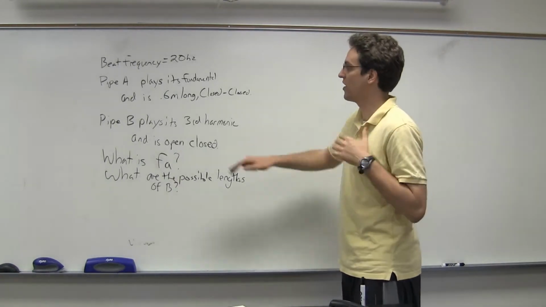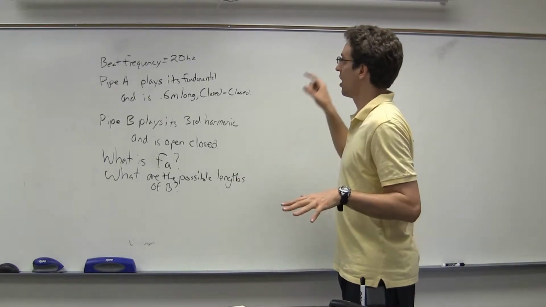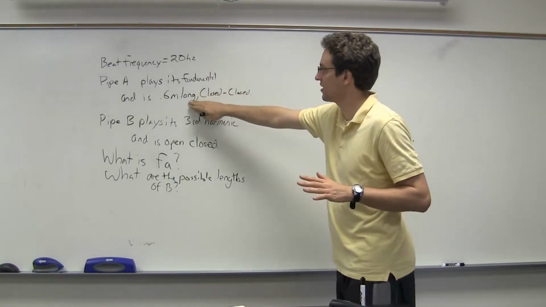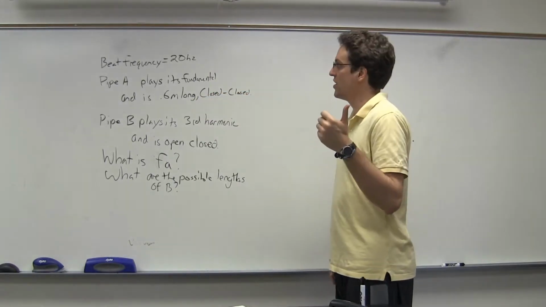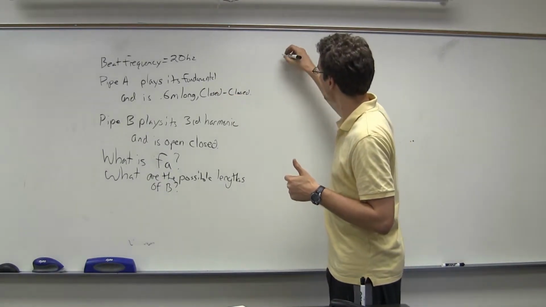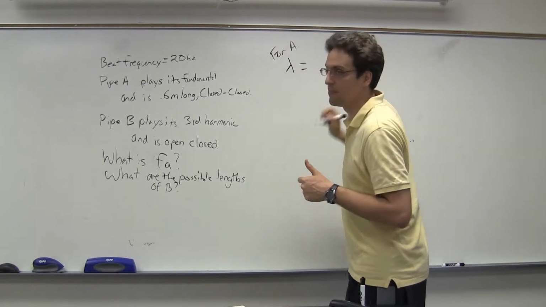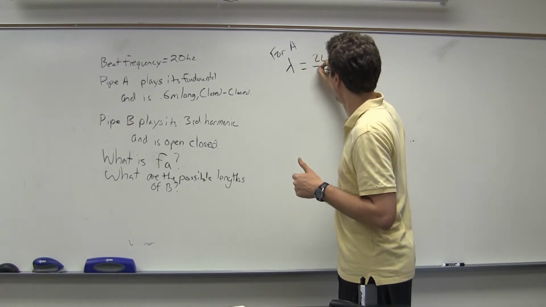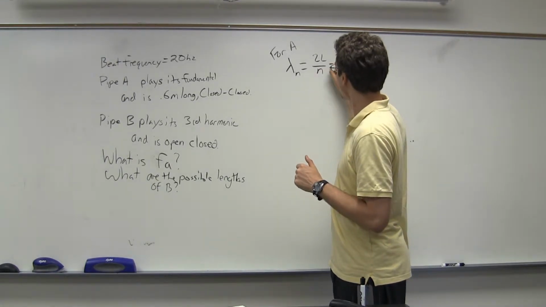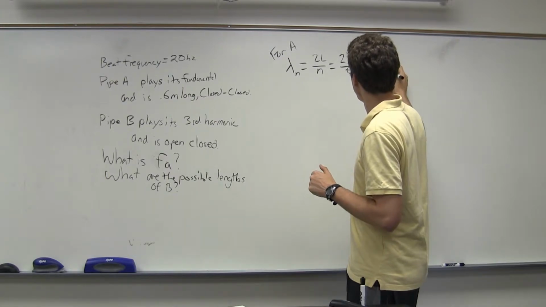The first thing I'm going to do is find the frequency of A, and I actually don't need to know anything about beat frequencies to do that. I look at my fundamental and the fact that it's 0.6 meters long. The fact that it's the fundamental means n equals 1. The fact that it's closed means lambda is 4L. My lambda is equal to 2L over n, and I know n is 1 because it's the fundamental. So this is 2 times 0.6 over 1, or 1.2 meters.